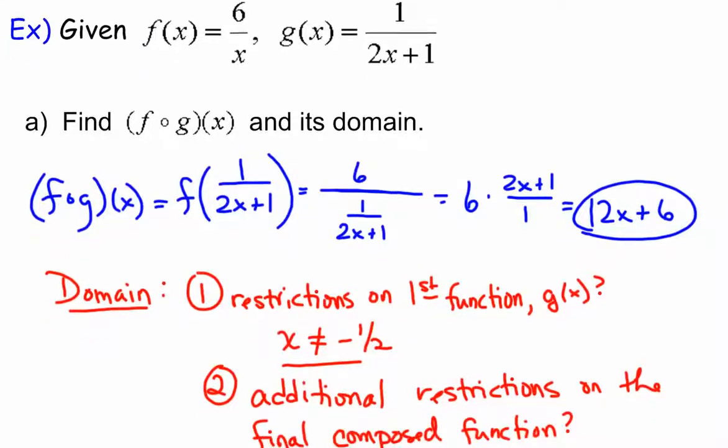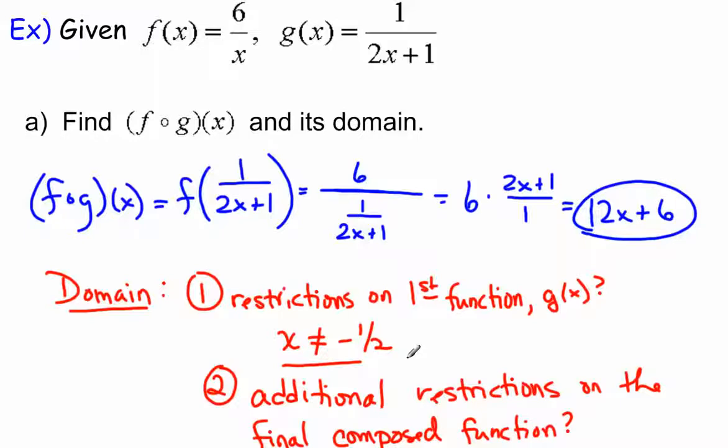Okay, so how do I calculate the domain? It's two steps. First, where do we put x first? It first went into g. So let's look at g of x. I've got a denominator of 2x plus 1. I do not want that to equal 0. So if I set it equal to 0 and solve, x would have to be negative a half. So the restriction on the first function is that x can't be negative a half.